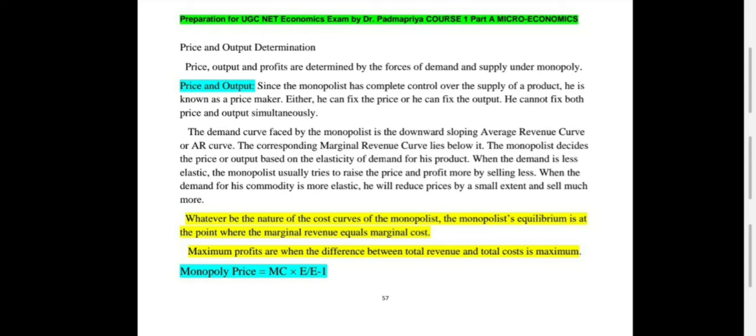So monopoly price is MC into E by E minus 1. Here we must understand the difference between perfect competition and monopoly. AR and MR coincide in the case of perfect competition, whereas MR is below AR in the case of monopoly.